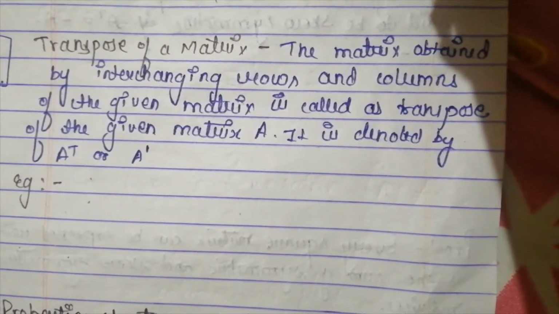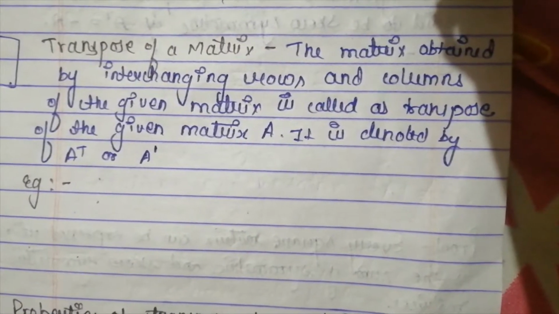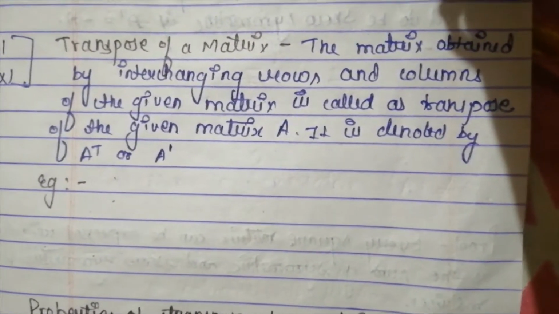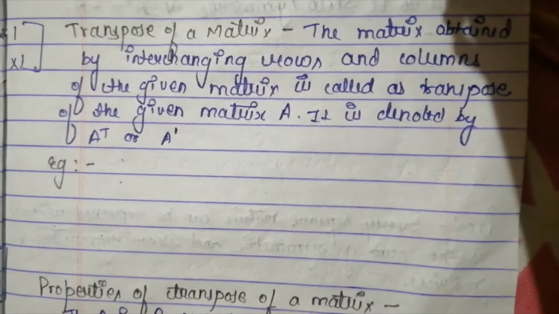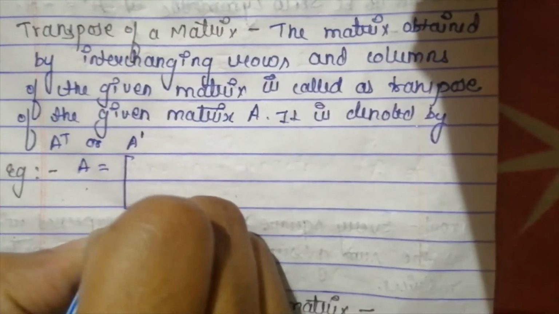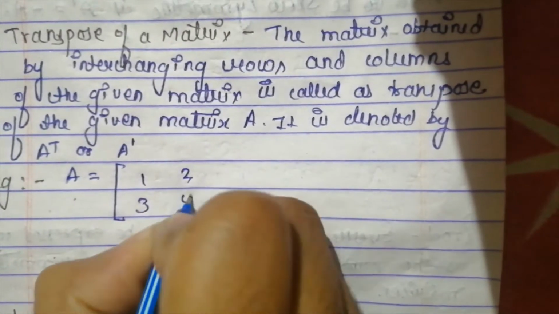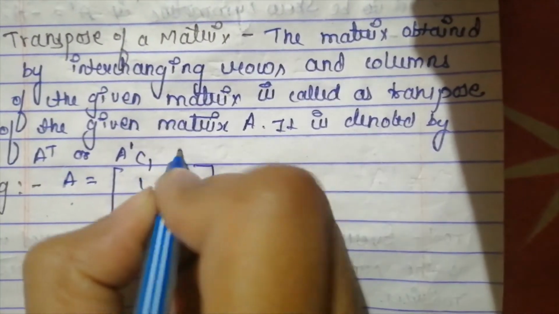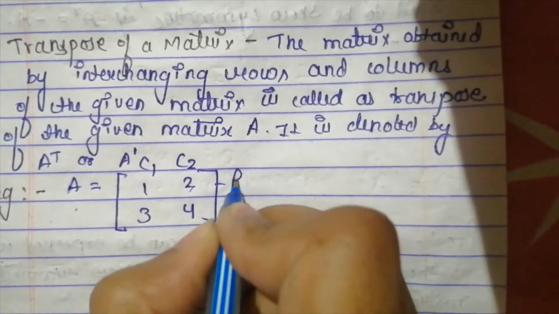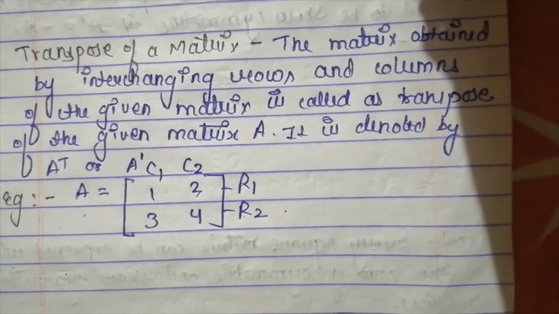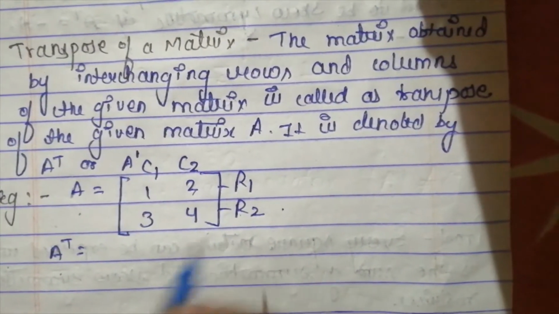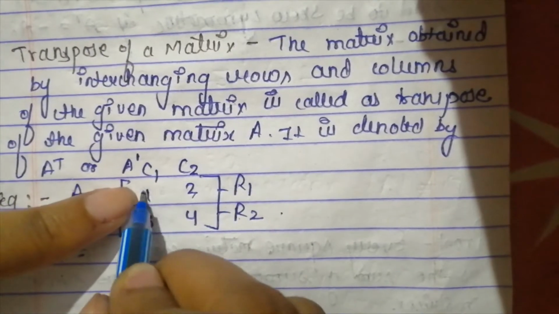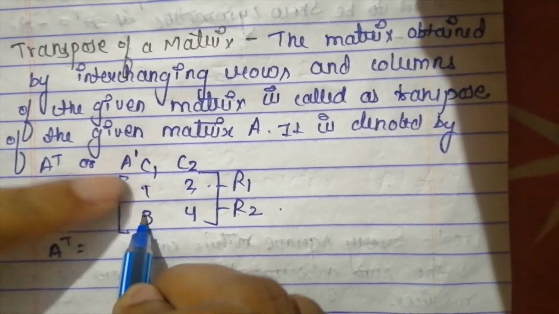If we have a matrix A, when we interchange its rows with its columns, the resultant matrix is known as the transpose of the matrix. For example, if A is equal to 1, 3, 2, 4. So this is our column 1 and this is our column 2. This is our row 1 and this is our row 2. When we take its transpose, what we have done is change the rows with their respective columns.